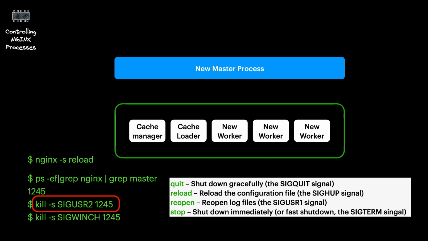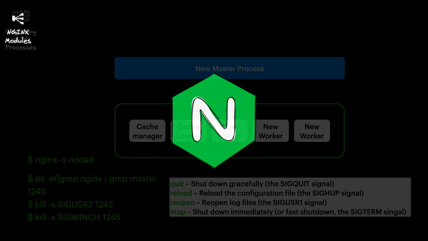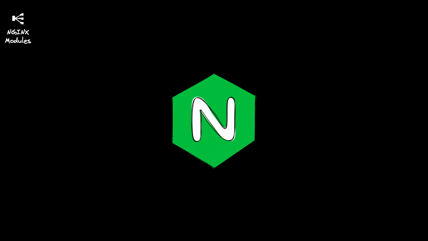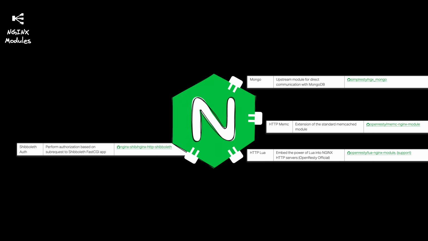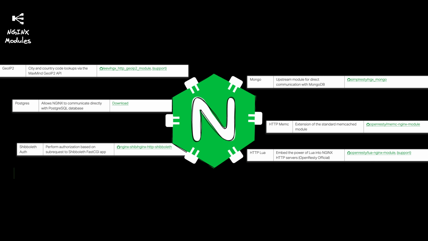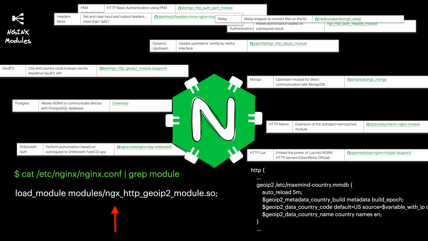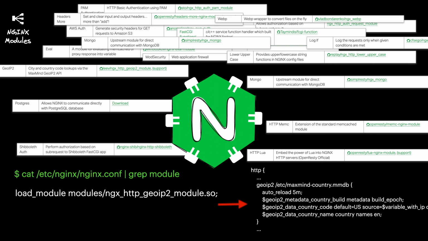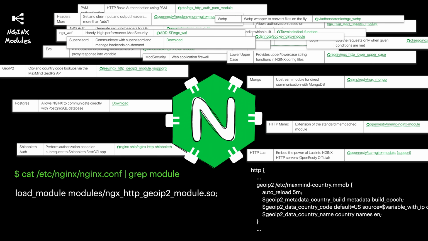Nginx modules. Nginx at its core is a collection of modules. Whether you are using core modules or third-party modules, the module framework is the same. New modules can be compiled and then loaded in the Nginx config. Then the new module capabilities can be used.